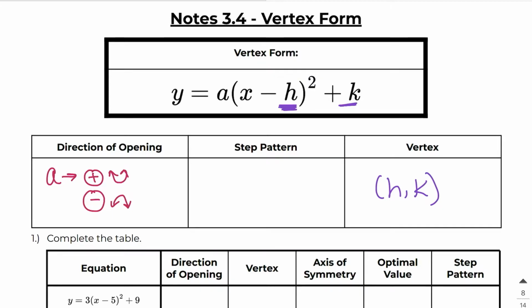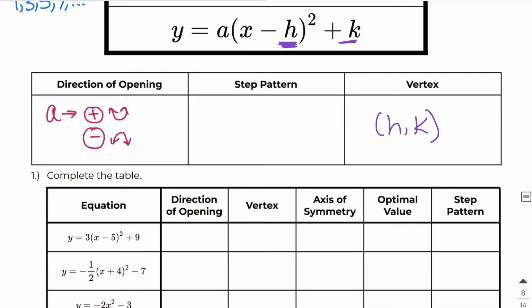And then lastly, and this is really important, is the step pattern. Normally the step pattern is usually 1, 3, 5, 7. But when we introduce our A value, this A value tells us if our graph is getting taller or shorter. If our graph gets taller, our step pattern gets larger. If our graph gets shorter, our step pattern gets smaller. So it's always a multiple of whatever A is. Our step pattern is 1A, 3A, 5A, 7A, so on and so forth.